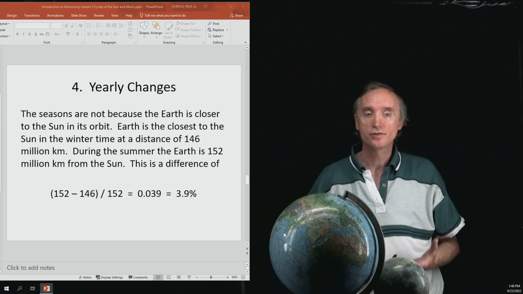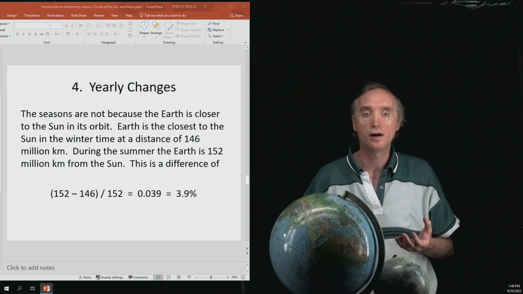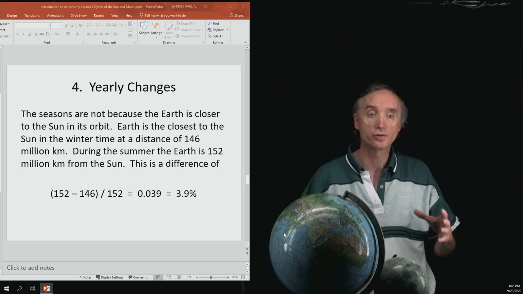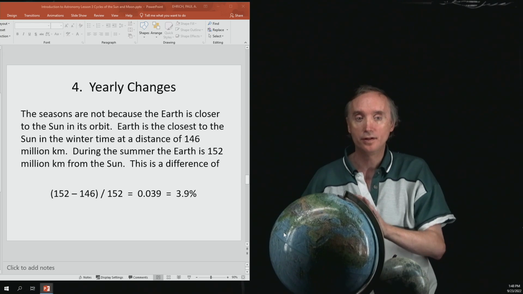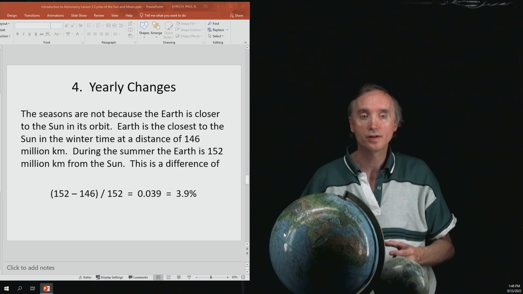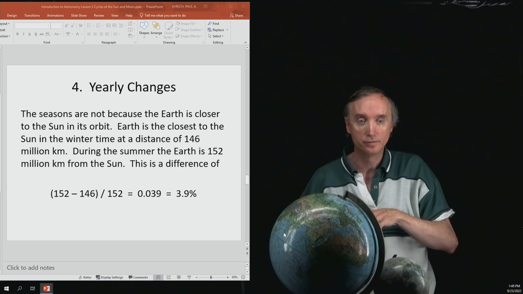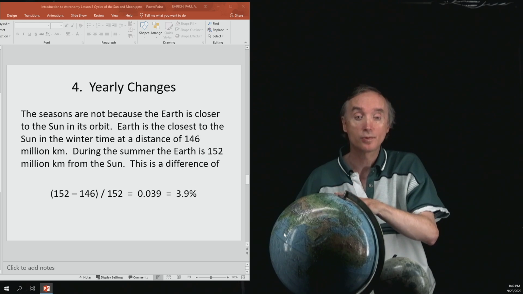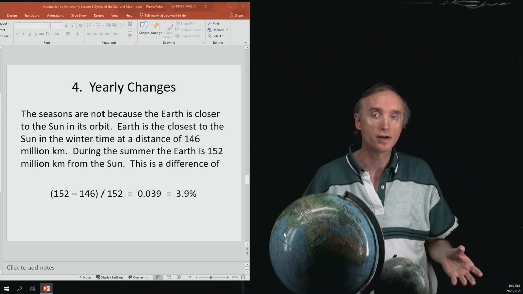Let's just do one other thing, and then we'll go on to the next slide. A lot of students say that the reason the Earth gets hot during the summertime is that the Earth is closer to the sun. They know that the Earth goes around the sun in an ellipse, and an ellipse means that sometimes the Earth gets closer to the sun and sometimes further away from the sun. So they think that summertime is a result of the Earth being closer to the sun during the summertime.